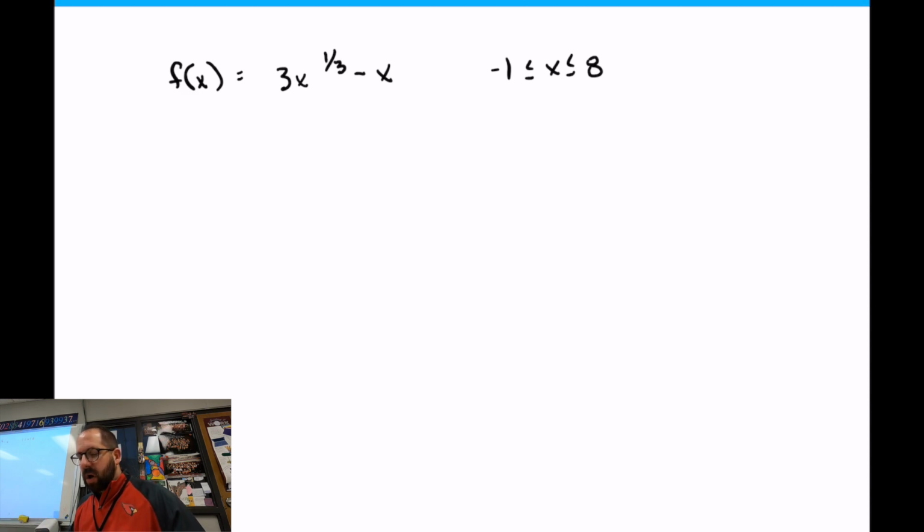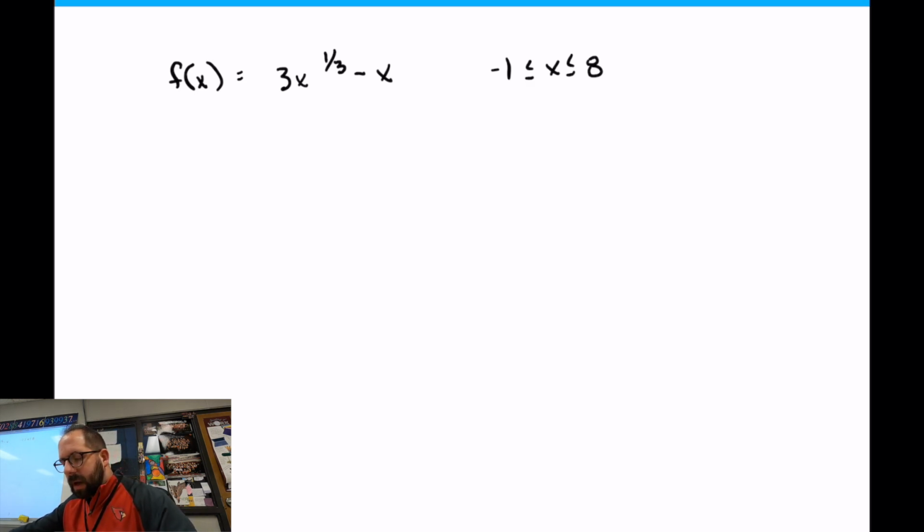Let's walk through this particular problem. Just to see what it is, because I haven't actually done this one yet. This one I found in the book. I kind of want to know what it was. So, it's 3x to the 1/3, and then it's minus x in the back. So it's not attached to the 1/3? No, it's not attached to the 1/3.